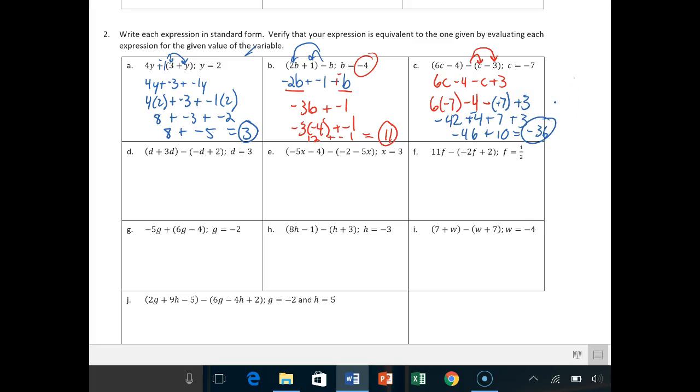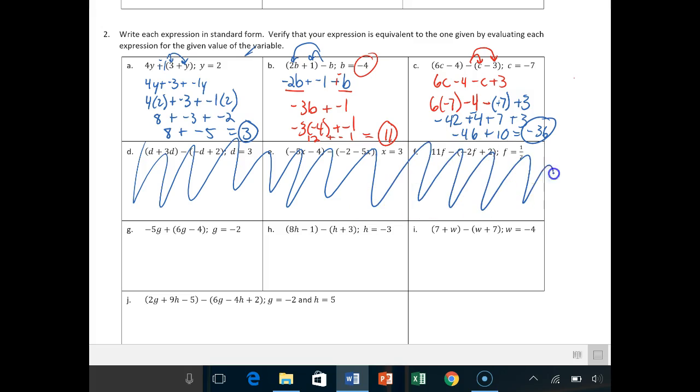What I want you guys to do is skip down. This is difficult stuff. Don't worry about it. I want you to skip this row and try out doing G through I, and maybe as a group we'll do J together.